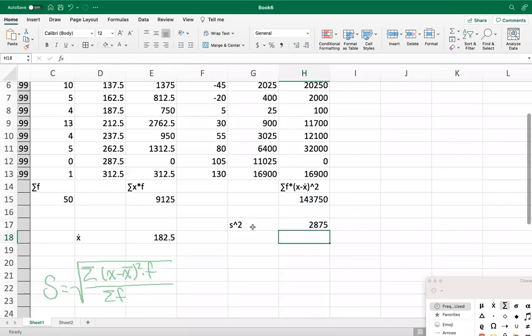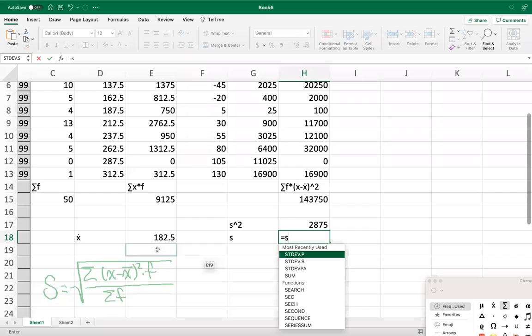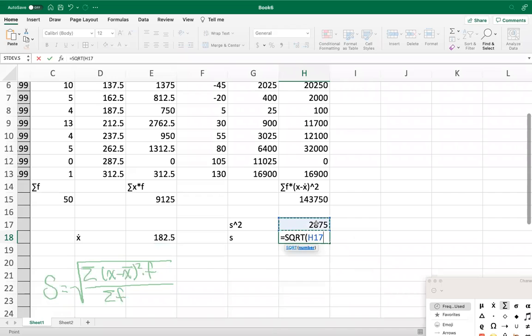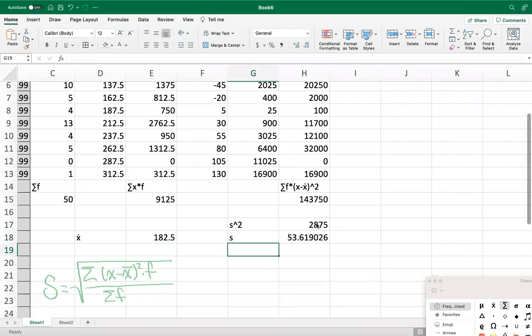And now we have that value, also known as our variance, but we're looking for standard deviation. Standard deviation is just the square root. Right now the number that we have is this number on the inside. Now we just have to take the square root of it. So SQRT for square root, and we want the square root of this value here. And there we go, 53.619.